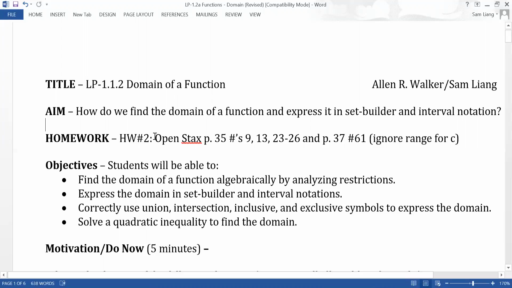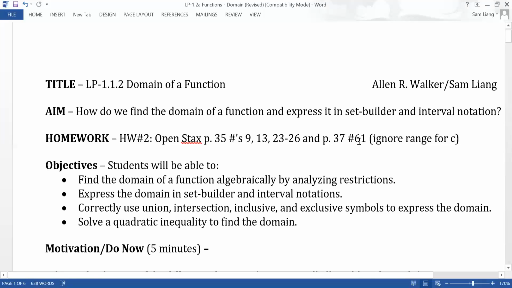Your homework for today is actually going to involve the textbook. So I will post this on Google Classroom, but it's going to be the OpenStax textbook, which is open source, so we're free to use it. This will be a different textbook than the one we normally use in our pre-calculus class, because that one is not open source, so I cannot unfortunately share it online. But anyhow, it's page 35, numbers 9, 13, 23 to 26, and page 37, number 61.